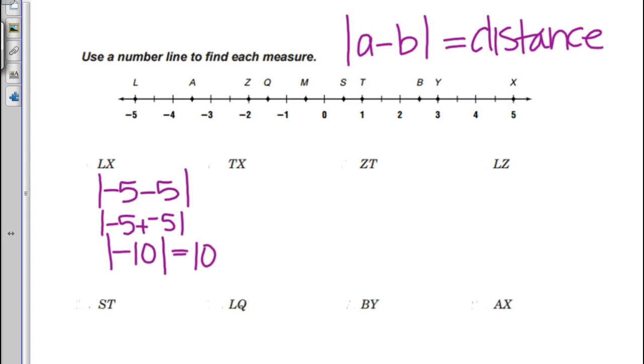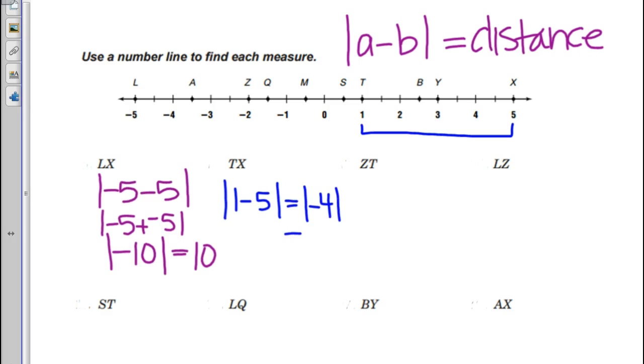All right. Pause the video and try the rest of the problems. Okay, now that we're back, let's go over these. Finding the distance from 1 to 5. So the absolute value of 1 minus 5 is -4, which is 4 units. By the way, you can flip those around and do 5 minus 1, totally fine. Still get the correct answer there.